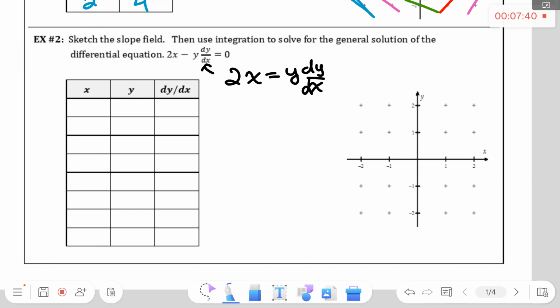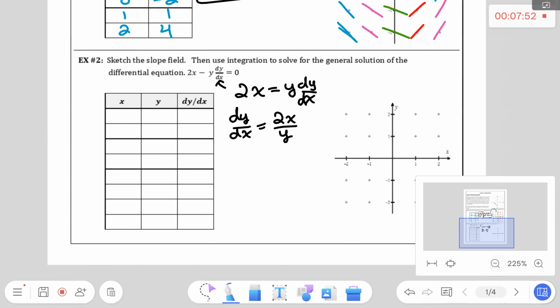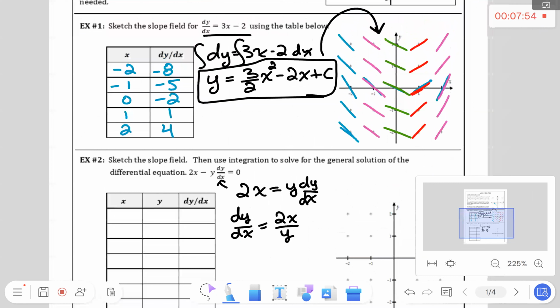And I'm going to divide by y. So what I'll get then is dy over dx equals 2x over y. What's the difference between this example and the last example? There's a y variable.